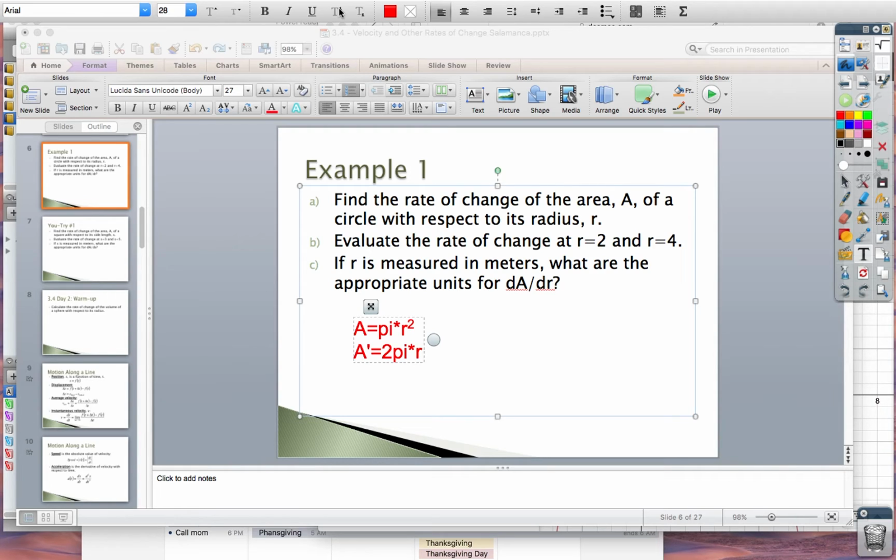Now part B says evaluate the rate of change at r equals 2 and r equals 4. So for r equal to 2, our A prime, or the rate of change of our area, is equal to 4 pi. For r equals 4, the rate of change for our area is equal to 8 pi.